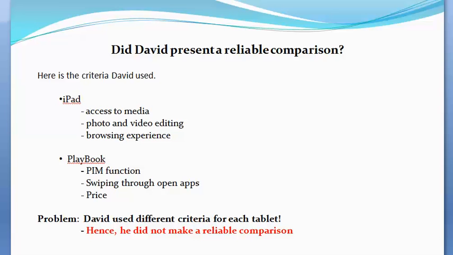Did David present a reliable comparison? Here is the criteria David used. iPad. Access to media, photo and video editing, browsing experience. Playbook. PIM function, swiping through open apps, price. Problem. David used different criteria for each tablet. Hence, he did not make a reliable comparison.